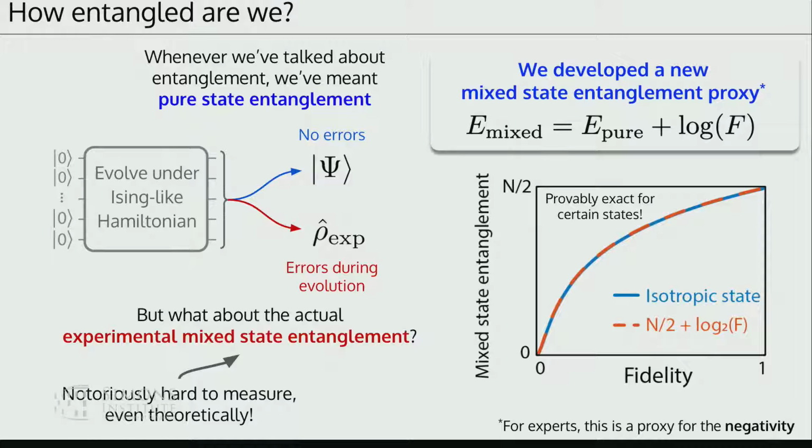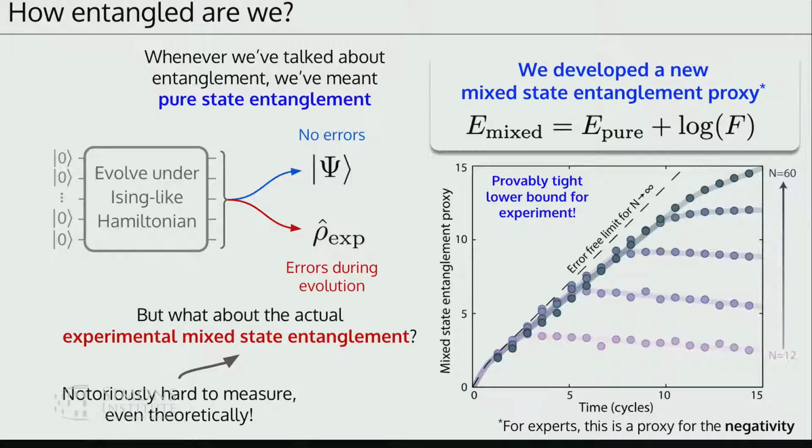You can actually prove that this is exact for certain states, for instance, isotropic states, which are a mixture of maximally mixed states and maximally entangled states. And then we can actually prove that this is a provably tight lower bound for, for instance, random unitary circuits, as well as for the ergodic Hamiltonian type systems that we study in our experiment. For instance, here we're plotting the mixed state entanglement proxy as a function of time and system size for our experiment, up to system sizes of n equals 60.